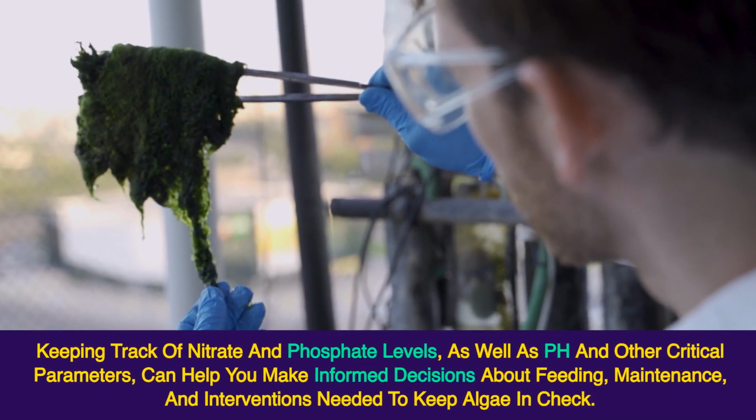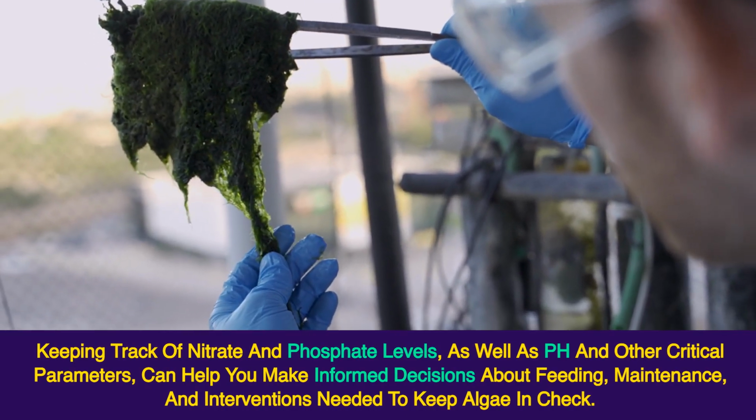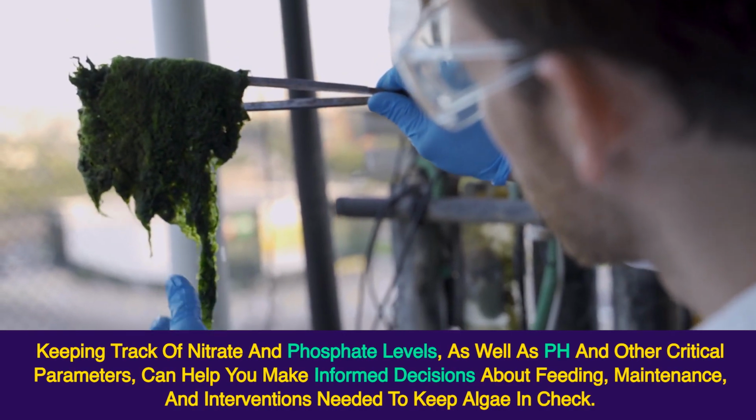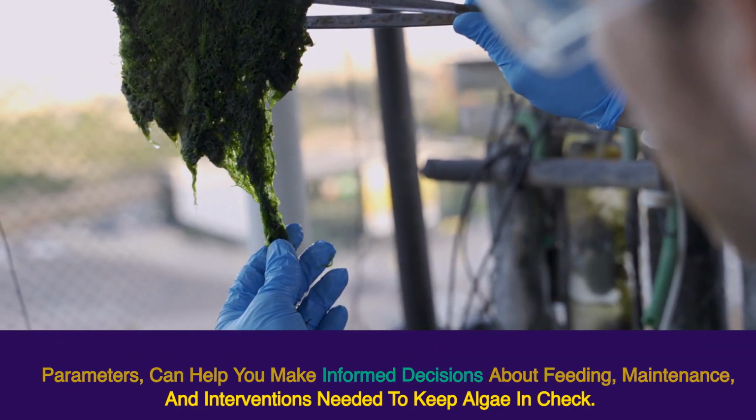Finally, regular monitoring and testing of water parameters are essential in understanding and controlling algae. Keeping track of nitrate and phosphate levels, as well as pH and other critical parameters, can help you make informed decisions about feeding, maintenance, and interventions needed to keep algae in check.